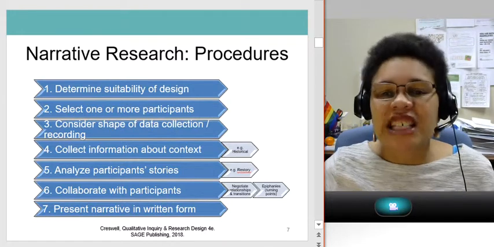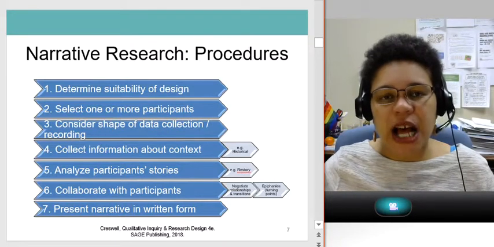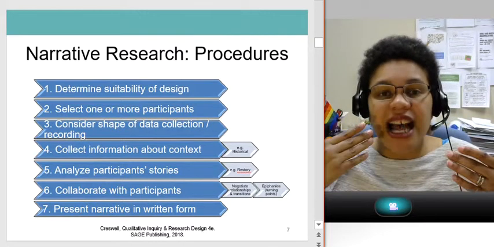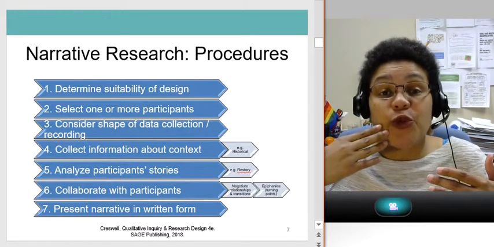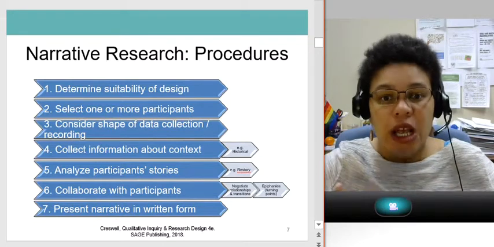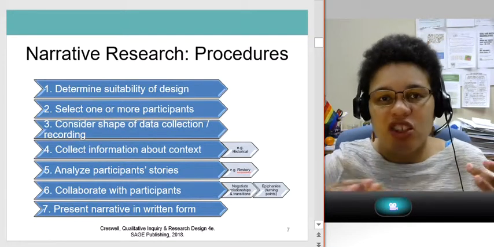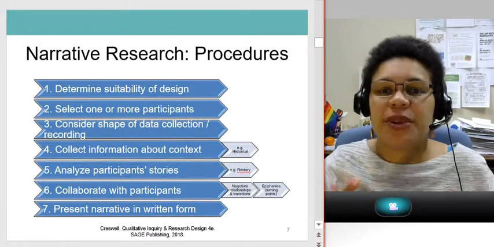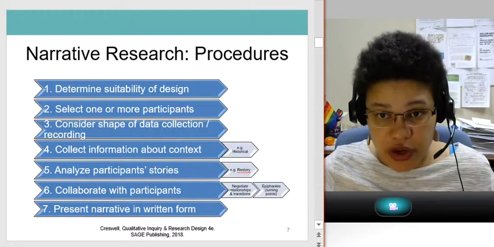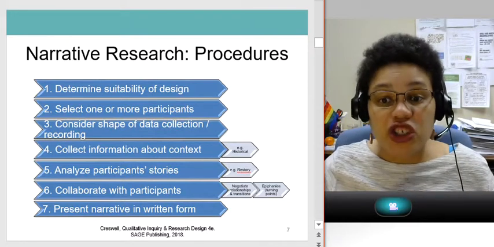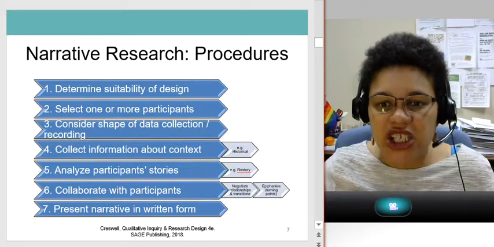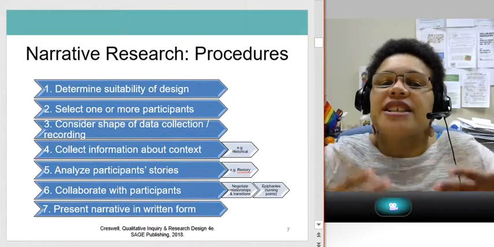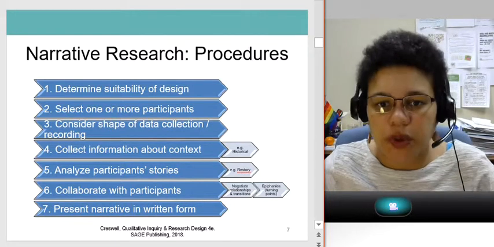You're going to analyze the participants' stories, and there's a process called restoring, because you're not necessarily sharing the original story as it was told, but it's gone through an analysis process. So you're restoring. You're going to collaborate with participants as you're developing what is, after all, their stories. You're going to negotiate relationships, transitions, epiphanies, that kind of thing. You're going to talk with them about it. And then you're going to present the narrative in written form. Okay.